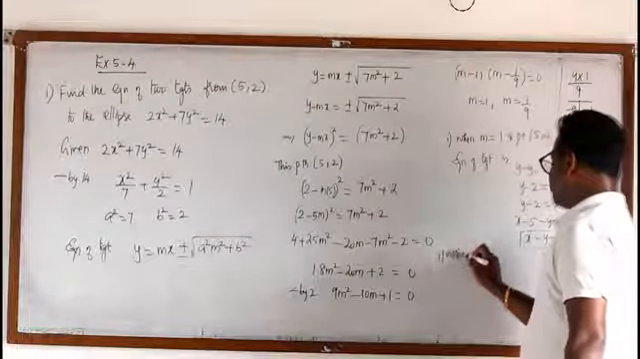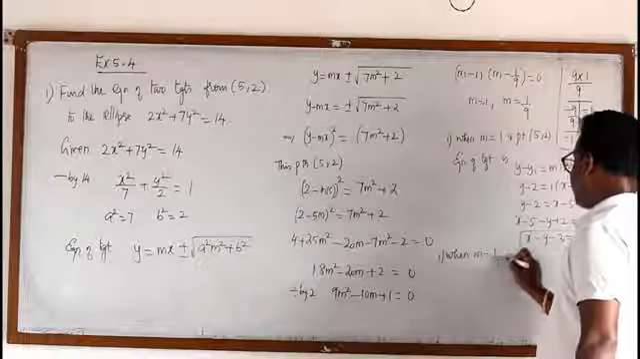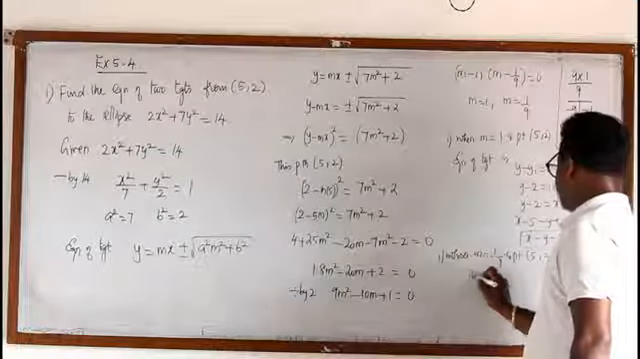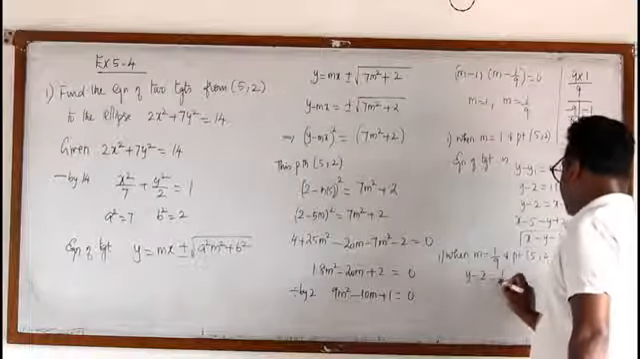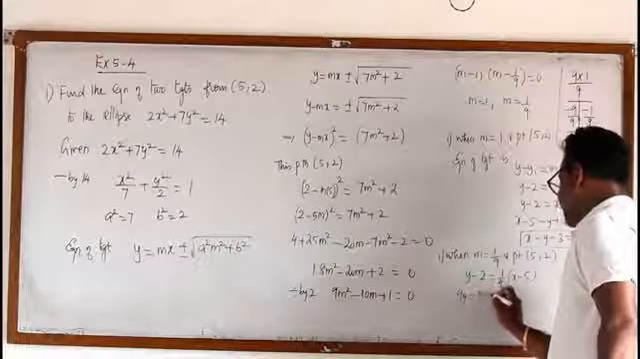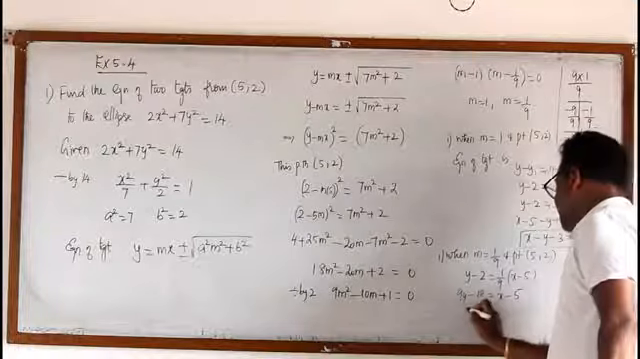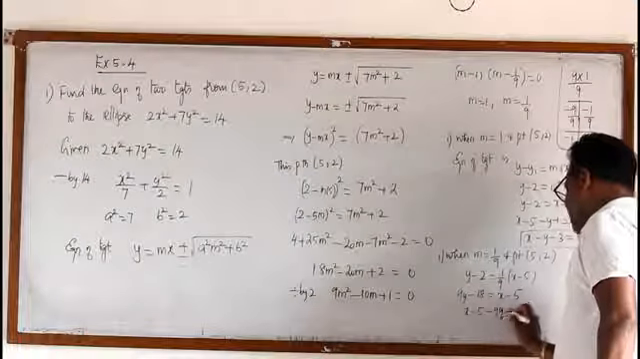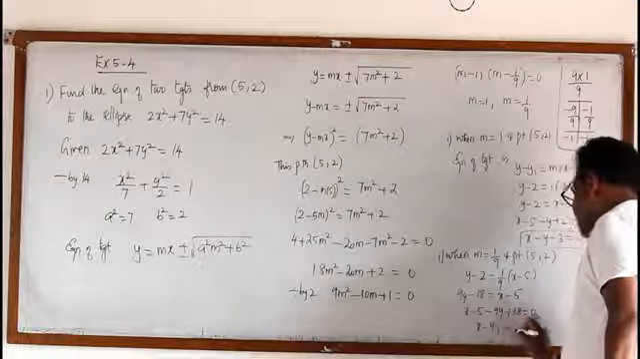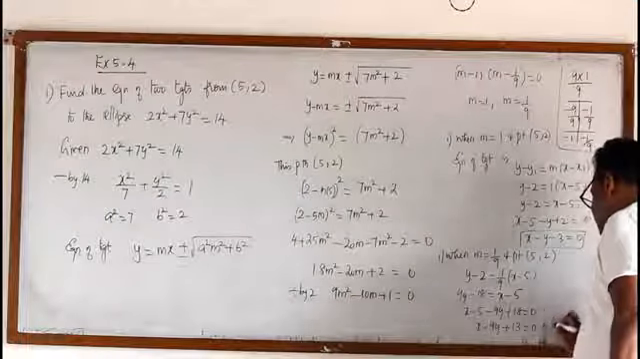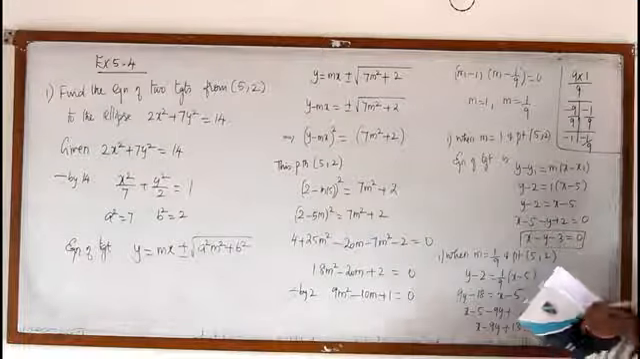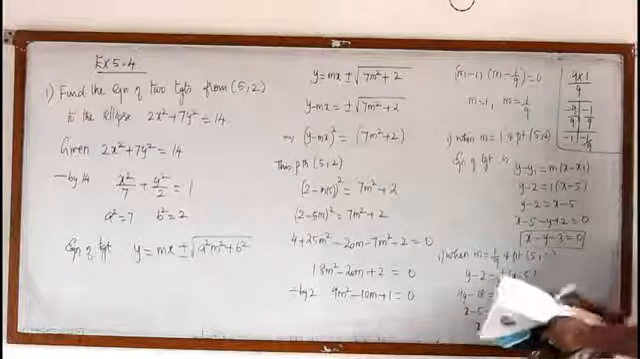when m equals 1/9 and the same point (5, 2), the second tangent is y - 2 = 1/9 (x - 5). Multiplying by 9, 9y - 18 = x - 5, so x - 5 - 9y + 18 = 0, x - 9y + 13 = 0 is the second tangent.